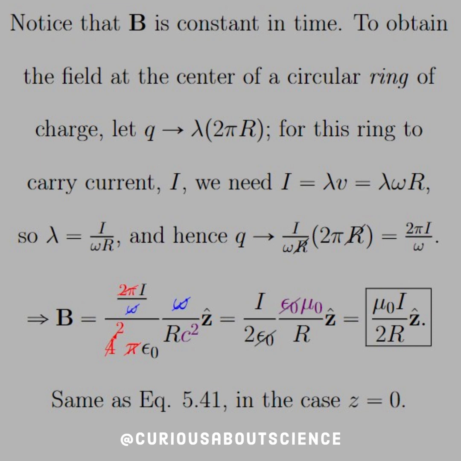Okay, so all we're doing is trying to match this thing through. And exactly what we see here is that the 2 pi will cancel when we substitute it into the B field. With that 4 pi in the denominator, the omegas cancel. I color coordinated as much as I could. C squared, we can substitute in the epsilon naught mu naught, and the epsilon naught cancels, and we're left with mu naught I over 2R Z hat.